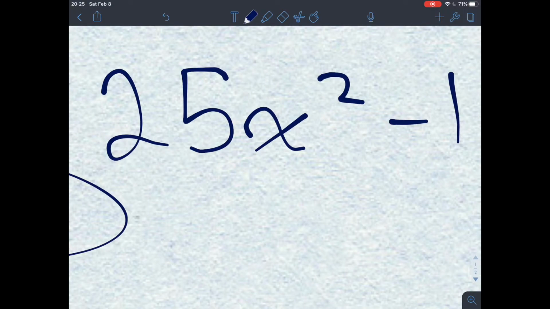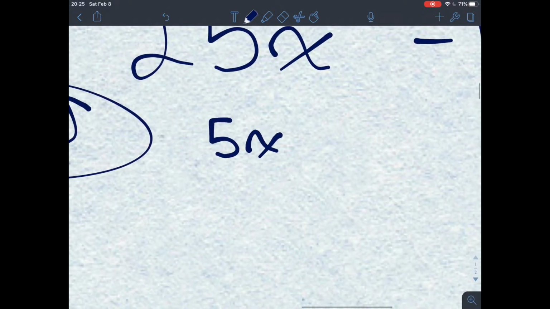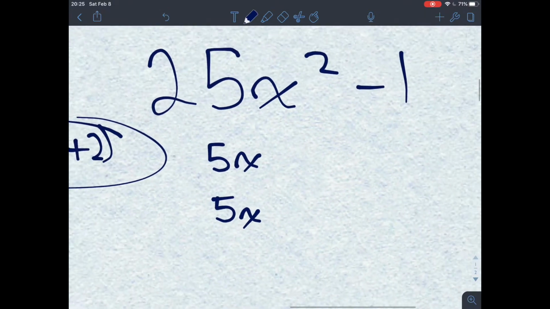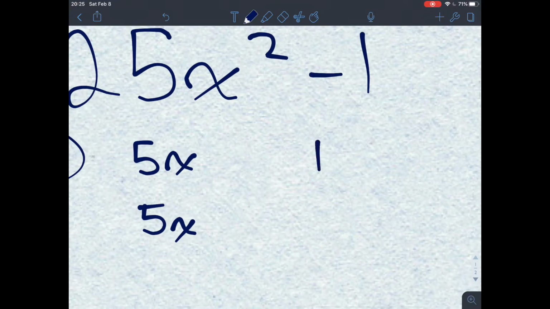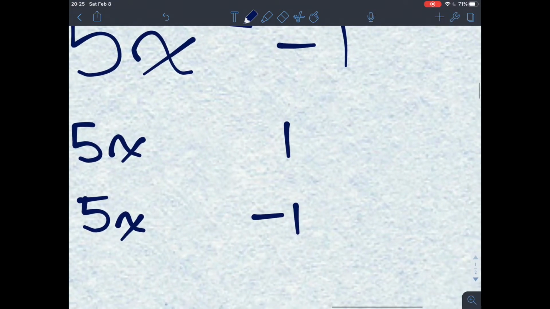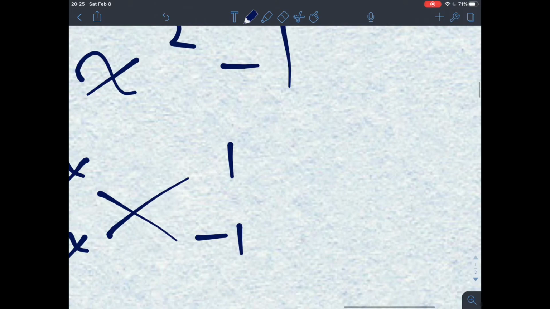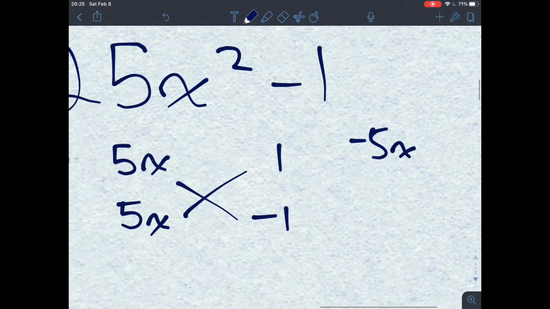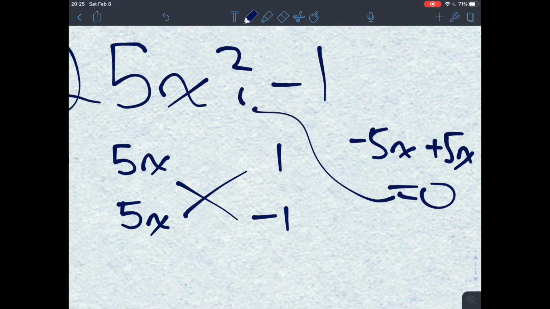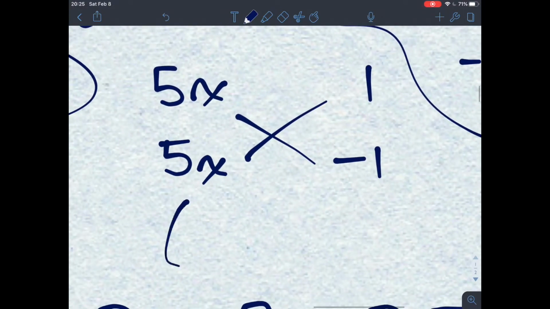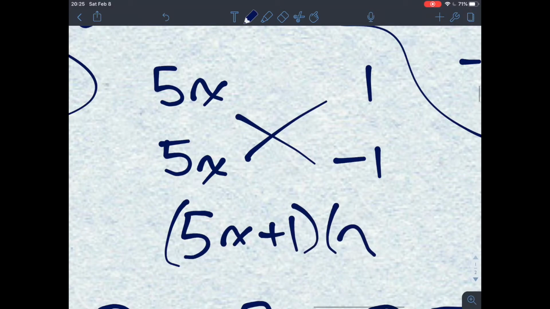The square root of 25x squared would just be 5x, because 5x times 5x is 25x squared. So we'd put those two there, and obviously it would be 1, 1, and put a negative there. And cross multiplication, you'd get negative 5x plus 5x, which equals 0, which is why there is nothing in here. So we can just write this out as 5x plus 1 times 5x minus 1.